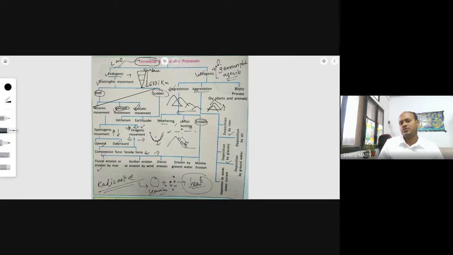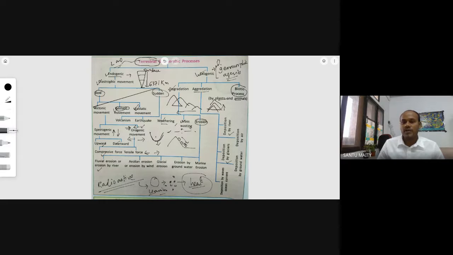Within the exogenetic process, there is a third element, that is the biotic process. That means aggradation and degradation done by plants or animals. How can it be done by plants and animals? Plant roots can be a factor of weathering. We will explain that. Plant material can decay and transform into soil, and it can also help in the process of landform formation.